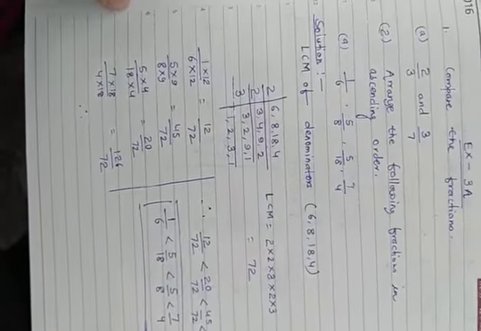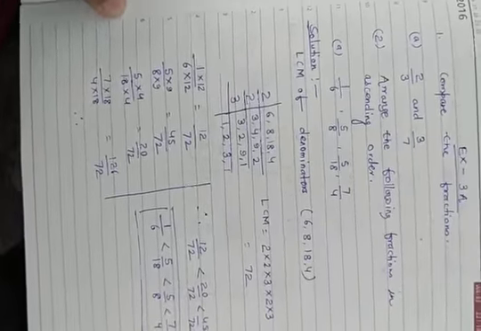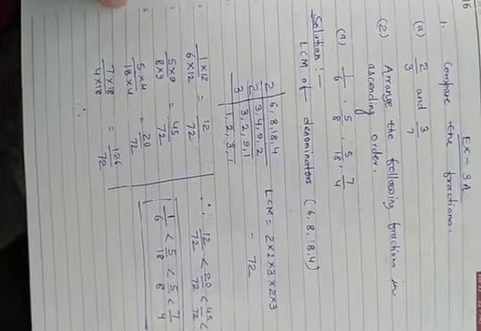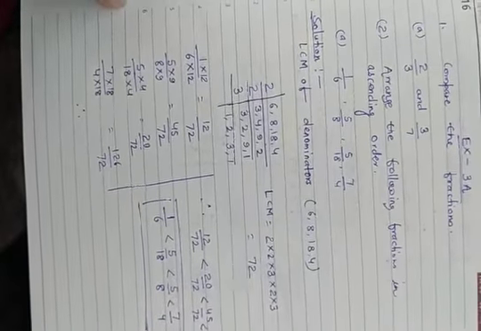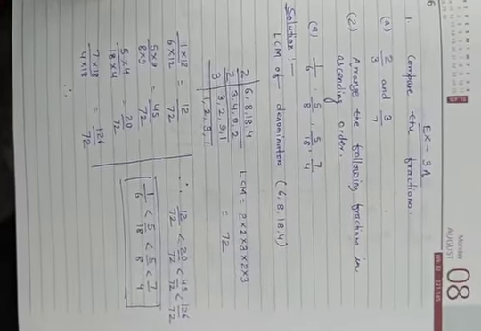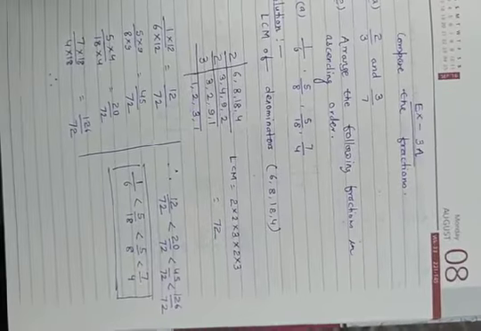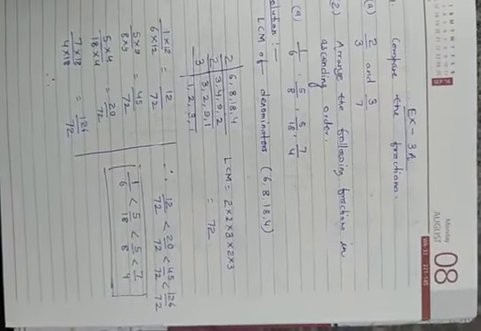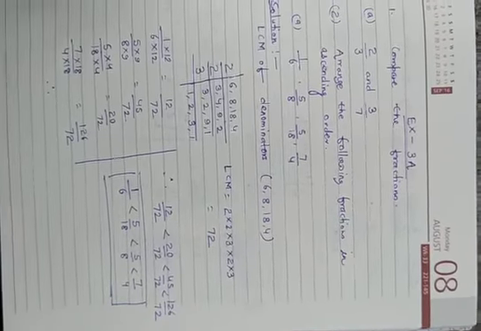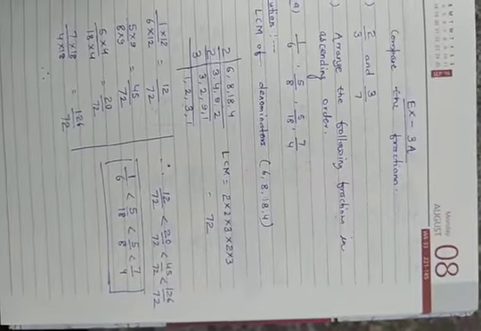5 by 18. 18 is the denominator in the third fraction. What should be multiplied here? 4 to get 72. So 4 multiplied and we are getting 20 by 72. Now students, 7 by 4 is the last fraction. So 18 should be multiplied. So by multiplication we are getting 126 by 72.